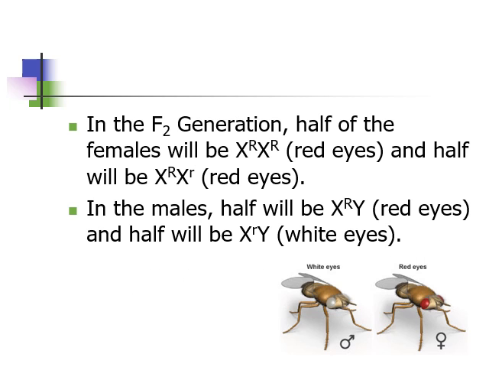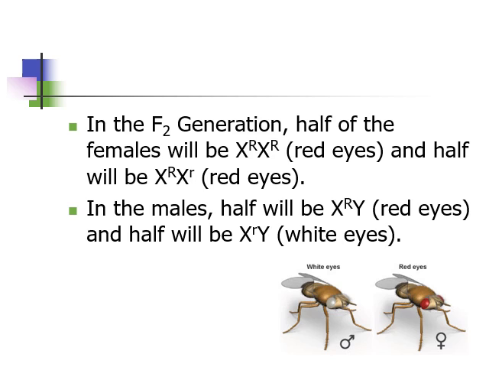Now, in the F2 generation, or the grandkids of those flies, half of the females would have X capital R, red eyes, and half of the females would have X capital R, X lowercase r, which would still give them red eyes. So far, still no chance of a female having red eyes in this example.